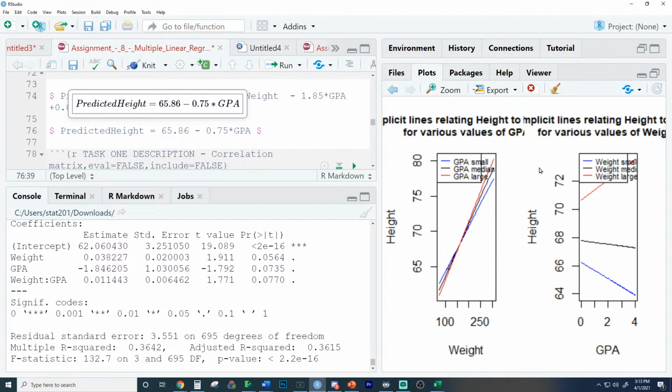This equation right here is the equation of one of these lines. So these are called implicit lines because we solve for certain values of weight, and then we get these lines. Ryan, you're getting it exactly by hearing that.